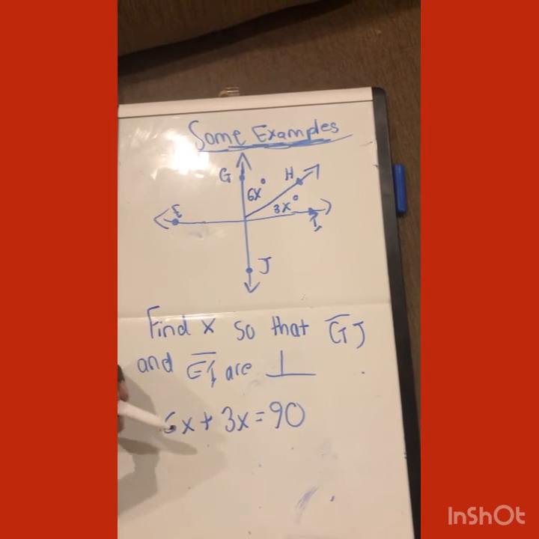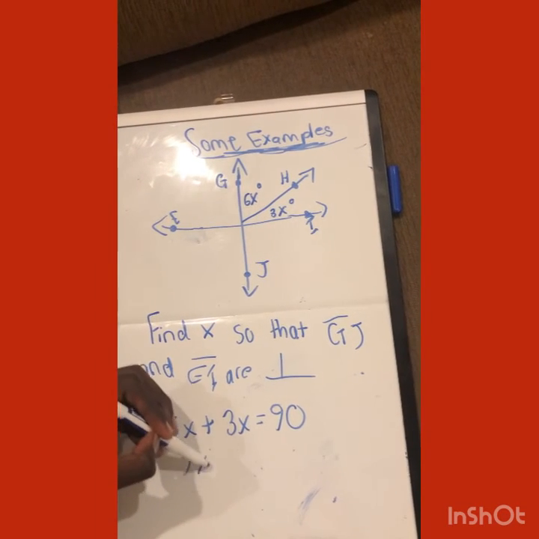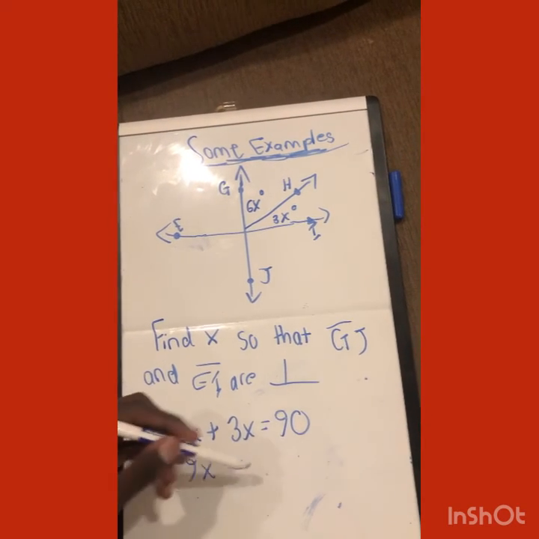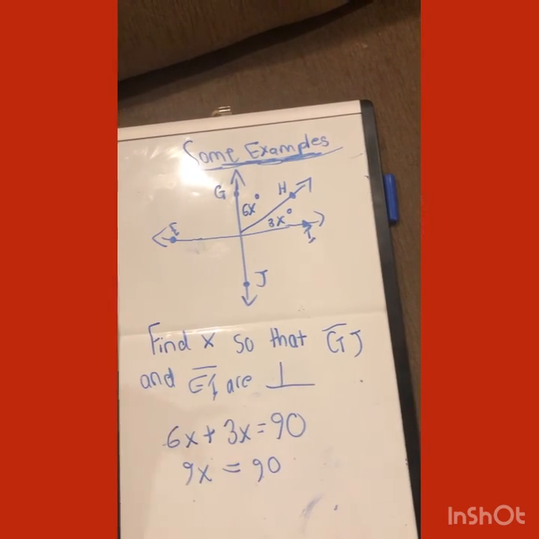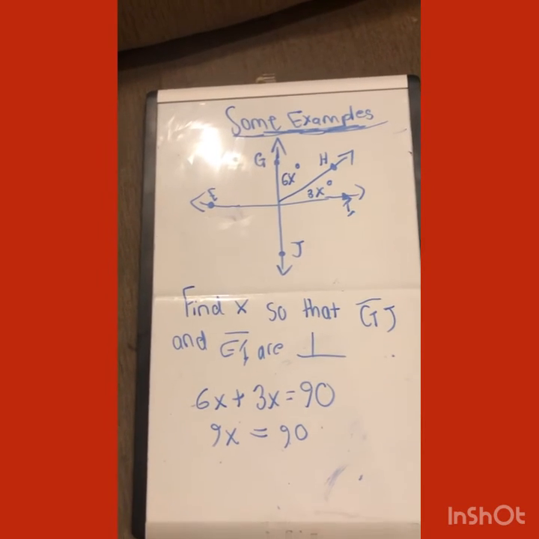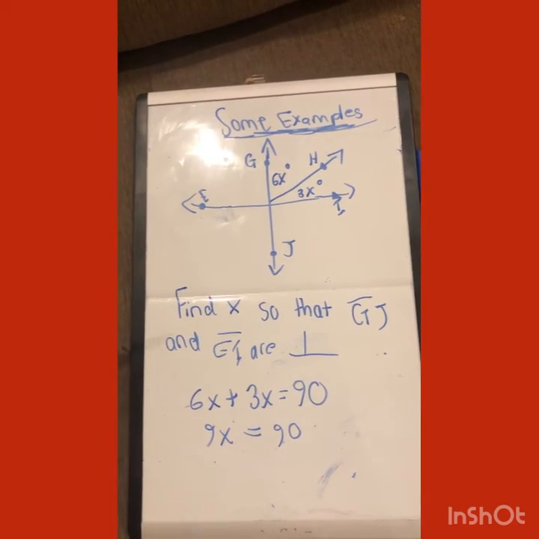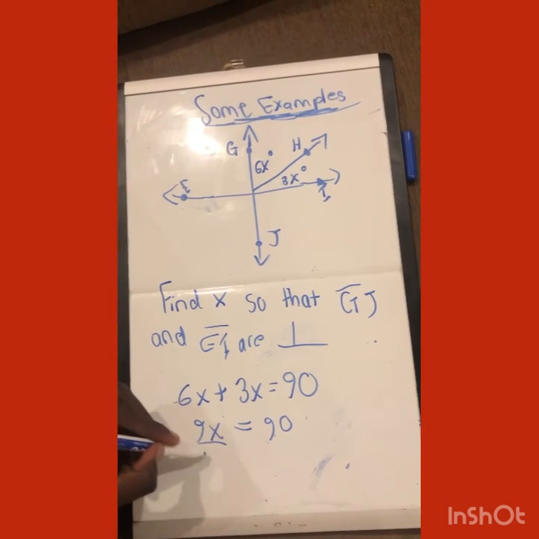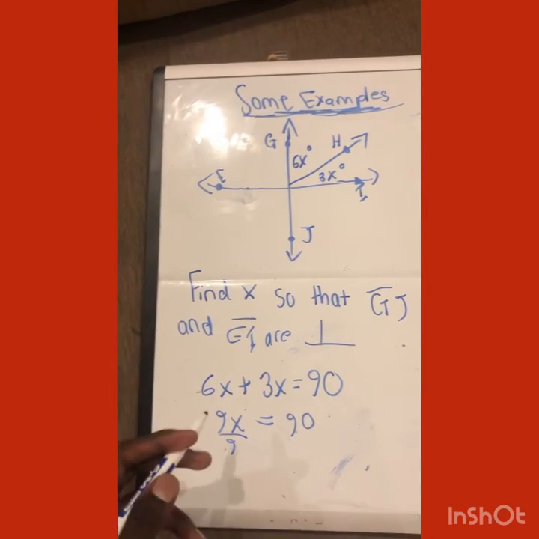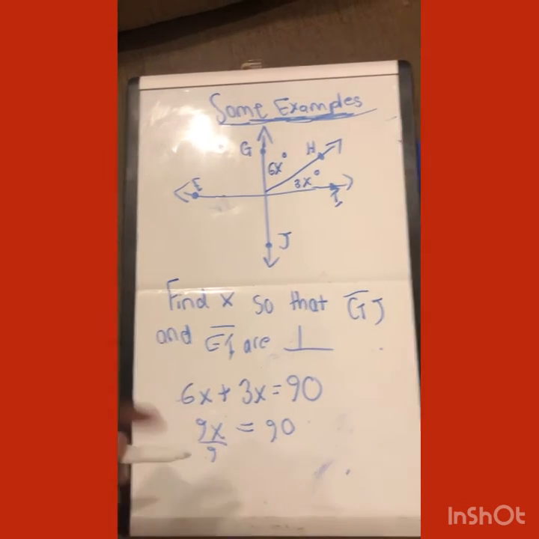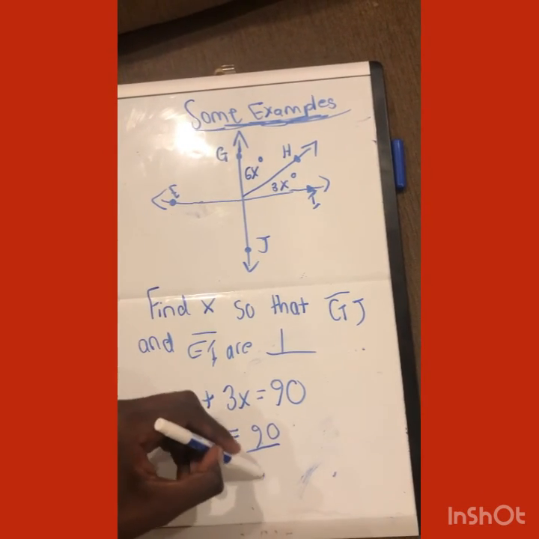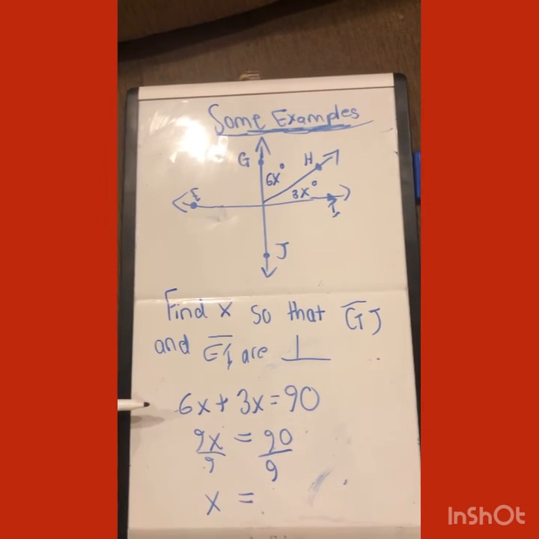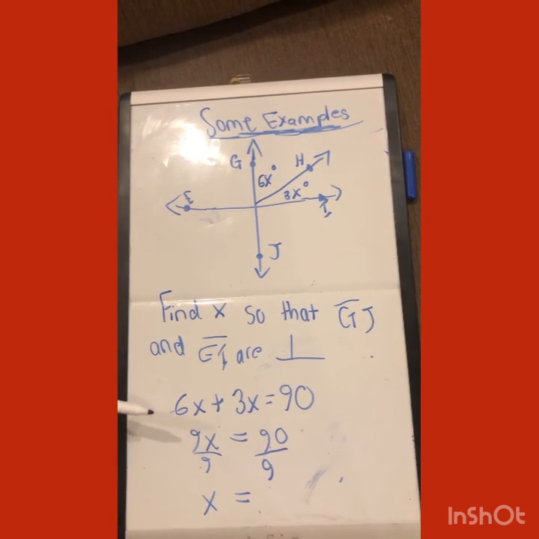We apply our algebraic skills here. 6x plus 3x equals 9x. We keep saying 90. Now we need to separate the x to leave it alone because the variable holds a value. So we divide it by 9 on this side. Whatever you do on this side, you do on that side. So we're also going to divide by 9 here. And then with x, 90 divided by 9 is 10.